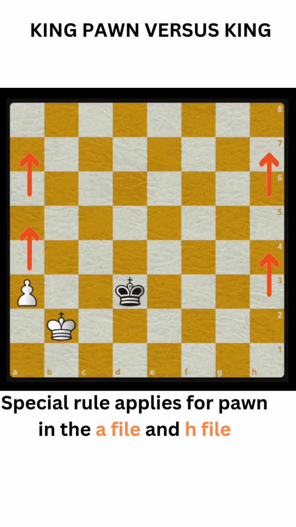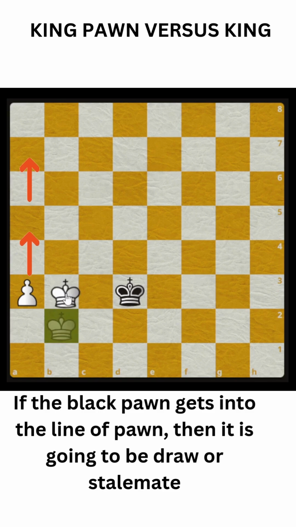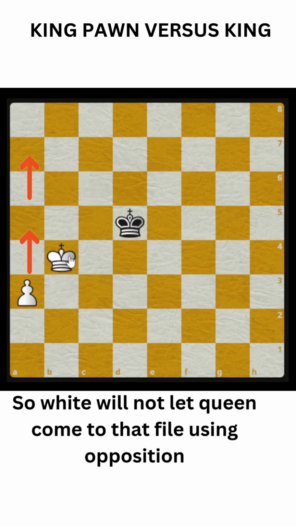Special rule applies for a pawn on the A file and H file. If the black king gets into the line of the pawn, then it is going to be a draw or stalemate. So white will not let the king come to that file, using opposition.